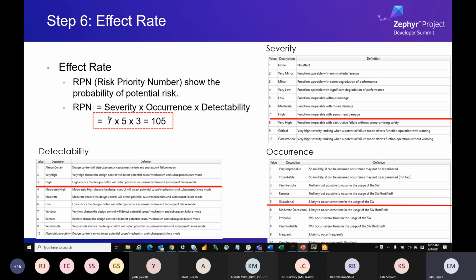You can see the severity is 7. And occurrence means how frequently it happens. Occurrence here we rate as 5, and the detectability we rate as 3. Yeah, it is easy. It's not so hard to detect.